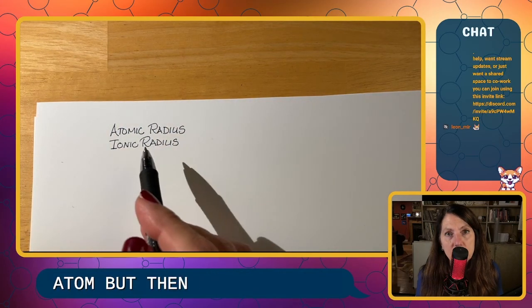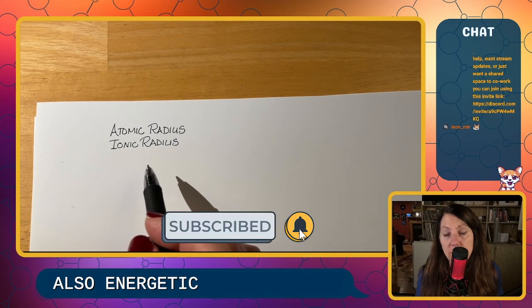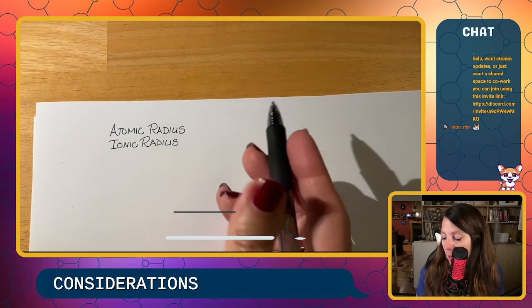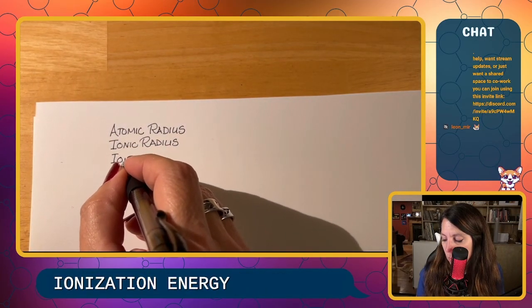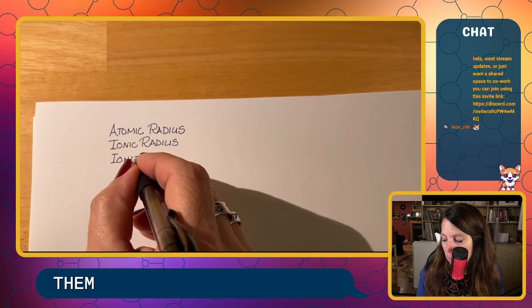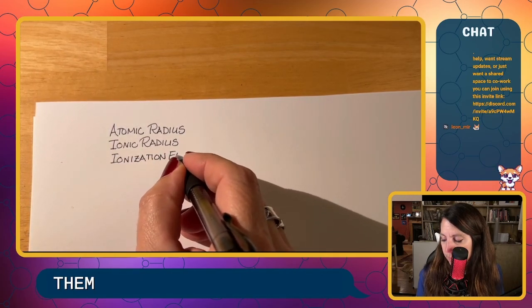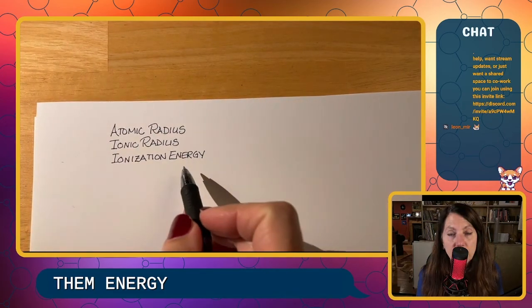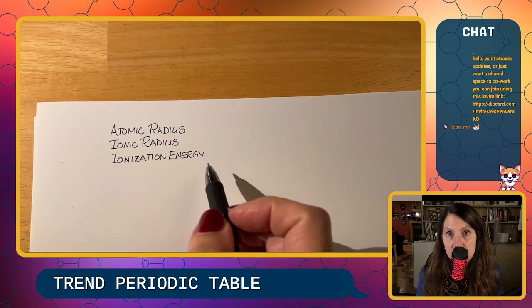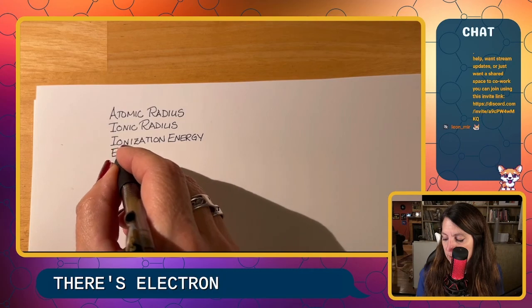But then there are also energetic considerations. And ionization energy is one of them. These also follow a trend, a periodic trend. Also, there's electron affinity.